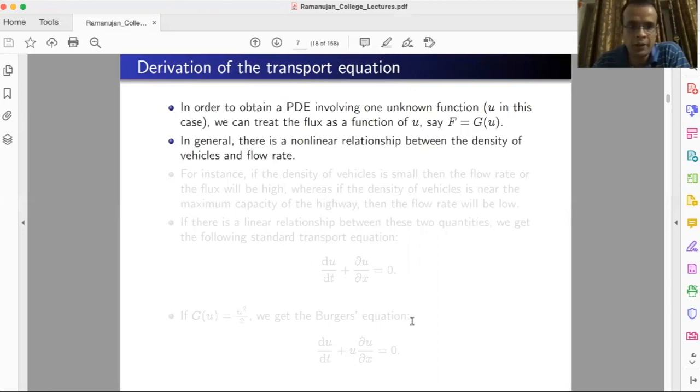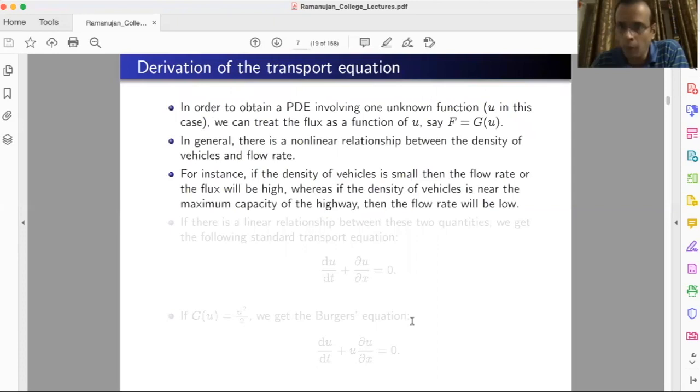So let's consider the following example. If the density of vehicles is small, then the flow rate or the flux is going to be high, which means that the vehicles are going to pass through a location x at a greater frequency. Whereas if the density of vehicles is near the maximum capacity of the highway, then the flow rate is going to be slow because it's going to be bumper to bumper traffic.